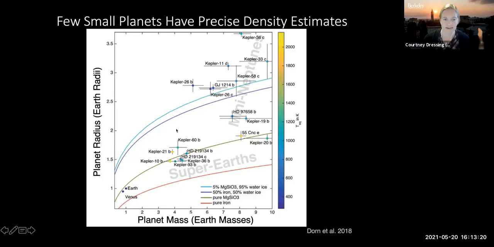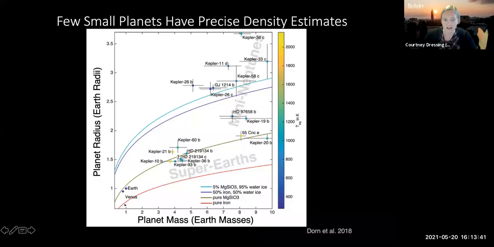We have a bunch of planets clustered here. These planets appear to be small and relatively high mass for their size. And then we have planets over here. These planets are on the right side of the diagram, so they're massive, but they're also in the upper right, meaning that they're large for that mass. Earth and Venus are down here in blue.